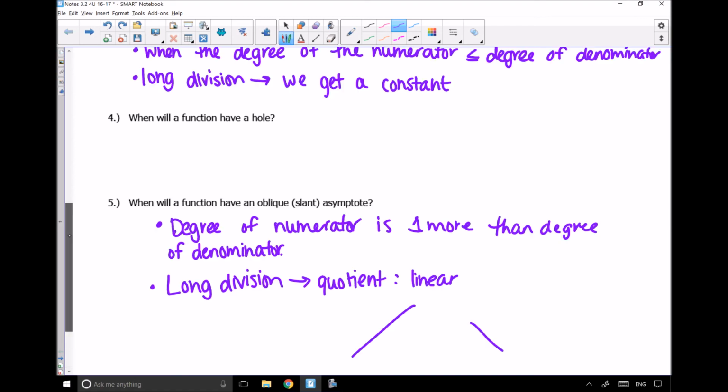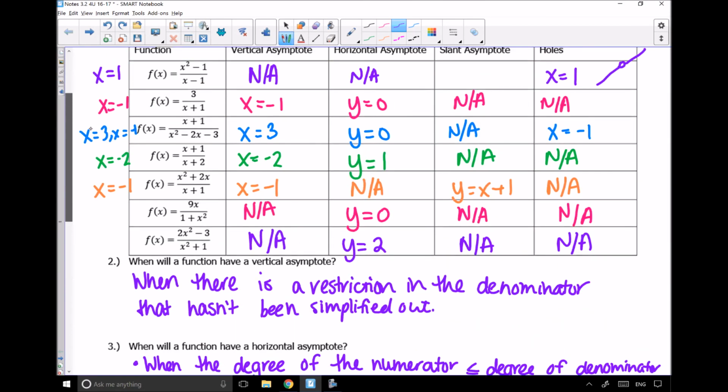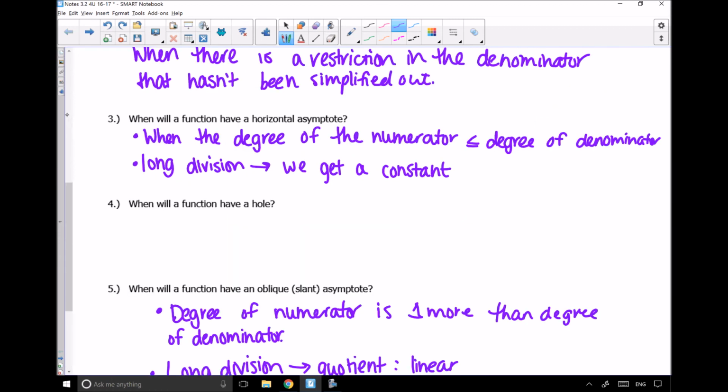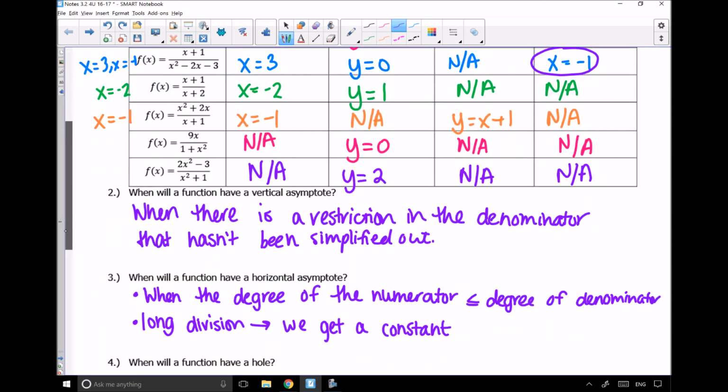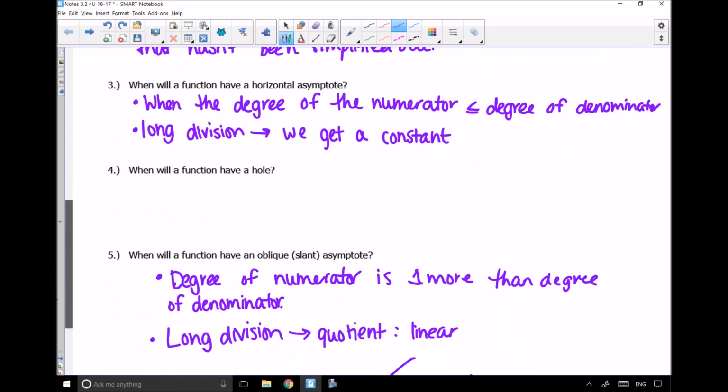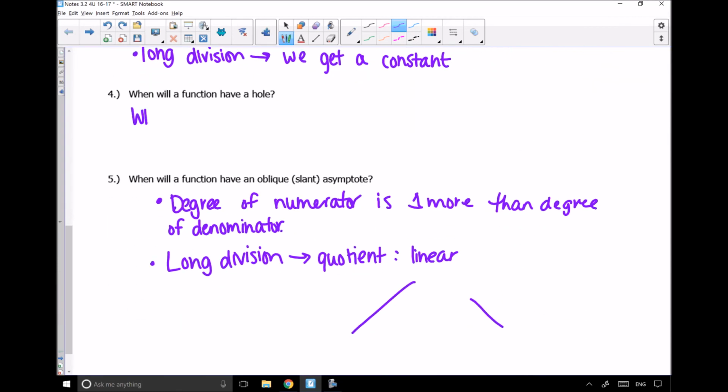Okay, and then when will a function have a hole? Well, we ended up getting a hole only when we had restrictions that we were able to cancel out. So right here we had a hole, but that's because when we factored this numerator up here, one of our factors canceled out with our x minus 1 in the denominator. Same thing with this one right here. We had a hole because this x plus 1 cancels out with one of these factors in our denominator. So that is when we end up getting a hole. So we get a hole when the numerator and the denominator have a common factor.